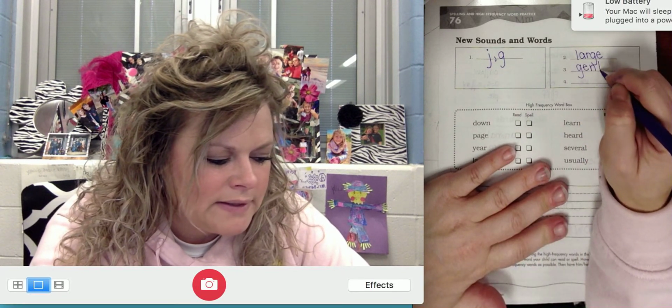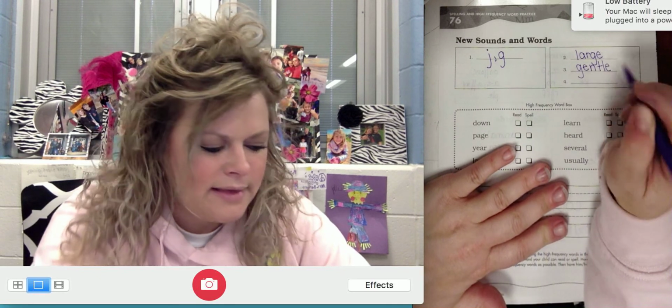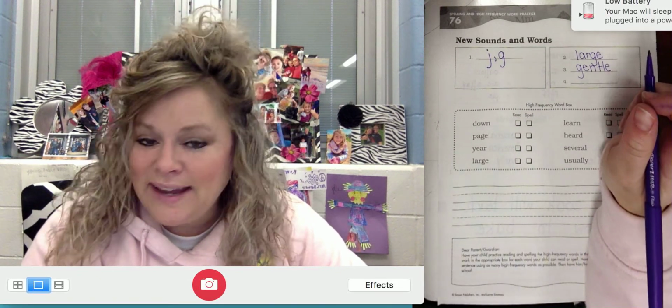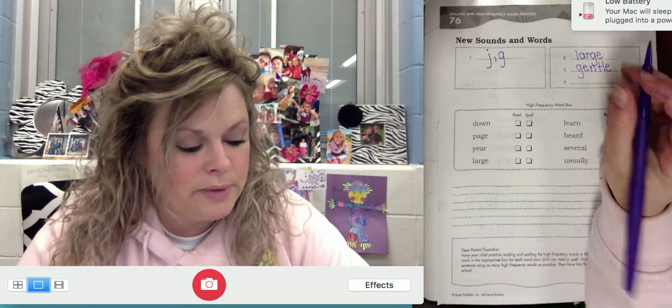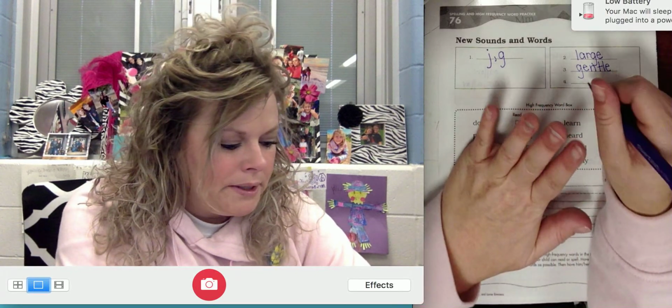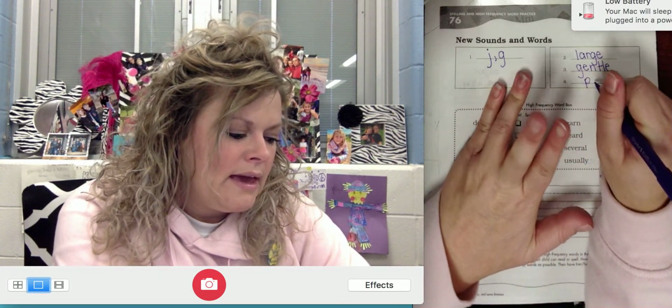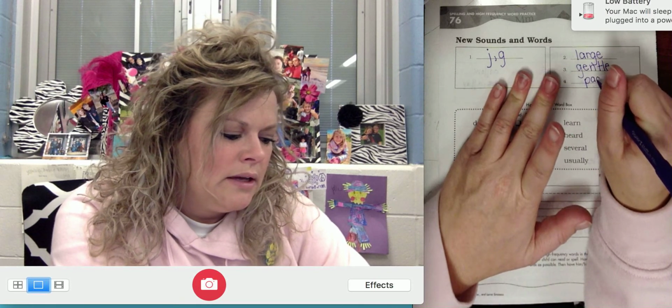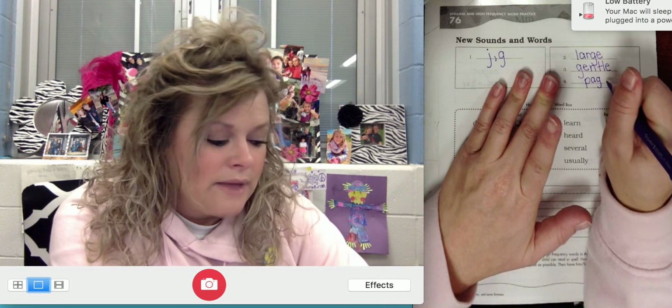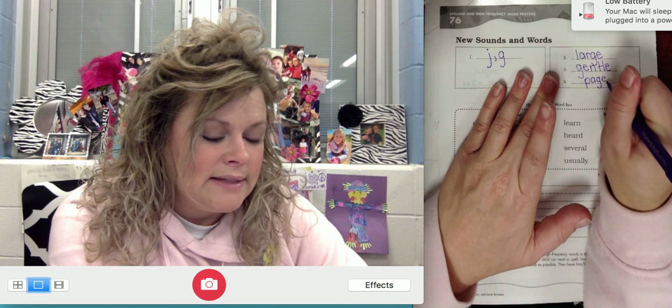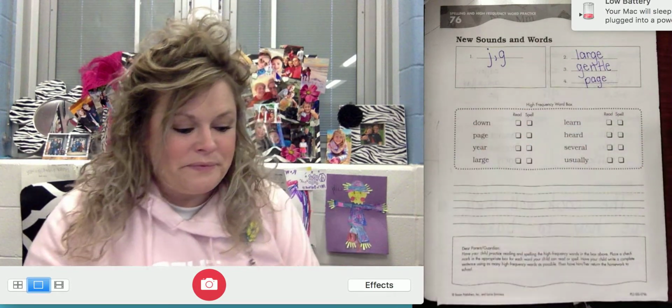Till. Final stable syllable T-L-E. And next is page. Repeat. Good. P-A-G-E. I know it sounds like J. It's followed by an E because it's an A consonant E pattern. It's a long vowel. Okay?